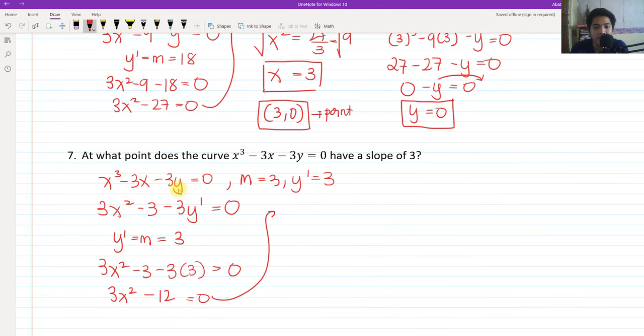So now we have 3x squared equals 12. So x squared would be 12 all over 3, which is equal to 4. Get the square root of both sides. So we have x equals 2. That would be our point.